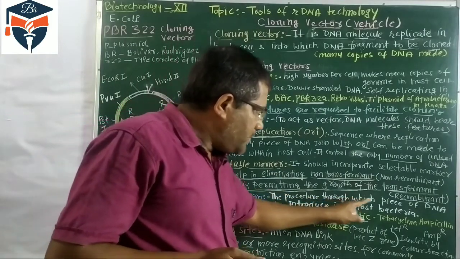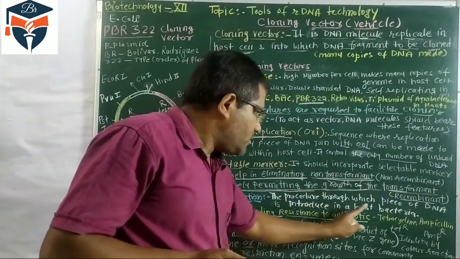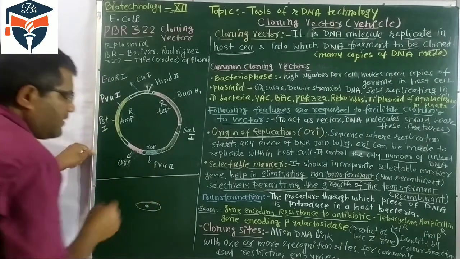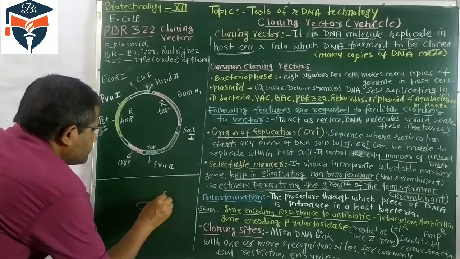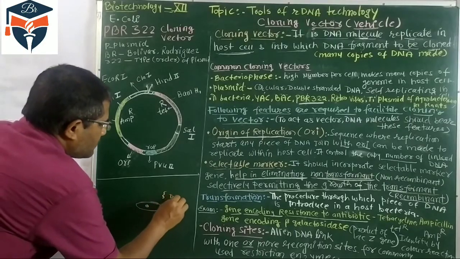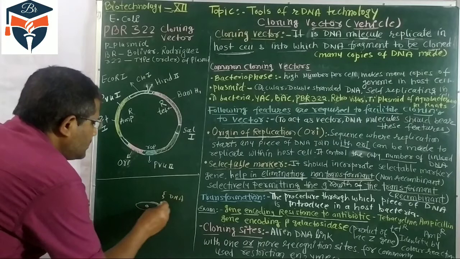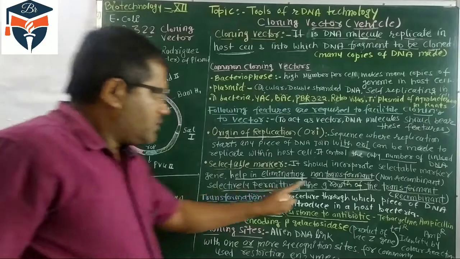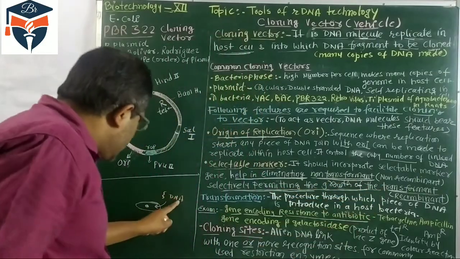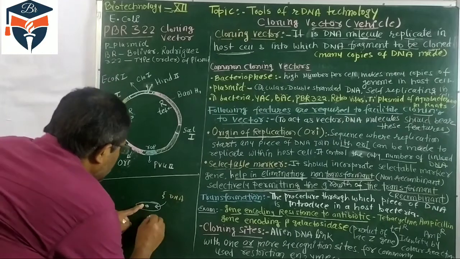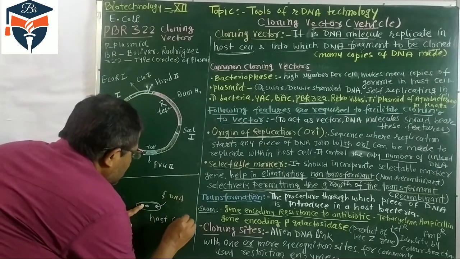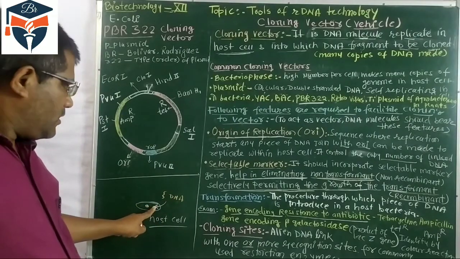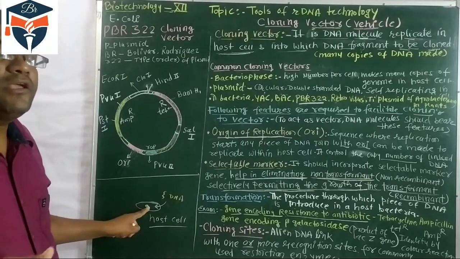Transformation is what? The procedure through which a piece of DNA is introduced into the host cell. So if this is the host cell, one bacteria cell, and this is the DNA molecule, a piece of DNA, then when this piece of DNA is introduced into the host cell, we say this is a transformant. This is the process where DNA is introduced into the host cell.